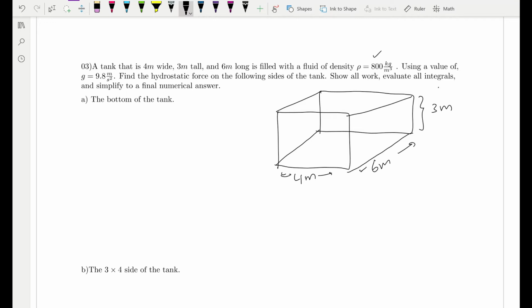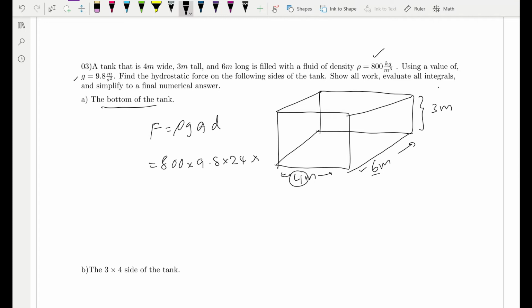They have given us the density and the gravity. Now what you want to do is find the hydrostatic force on the bottom of the tank, the force created by the water inside the tank on the bottom of the tank. The equation is F is equal to rho G A D. This is pretty simple. The density is 800 times gravity 9.8, times the bottom area, which is 6 times 4, 24, and D is the depth.